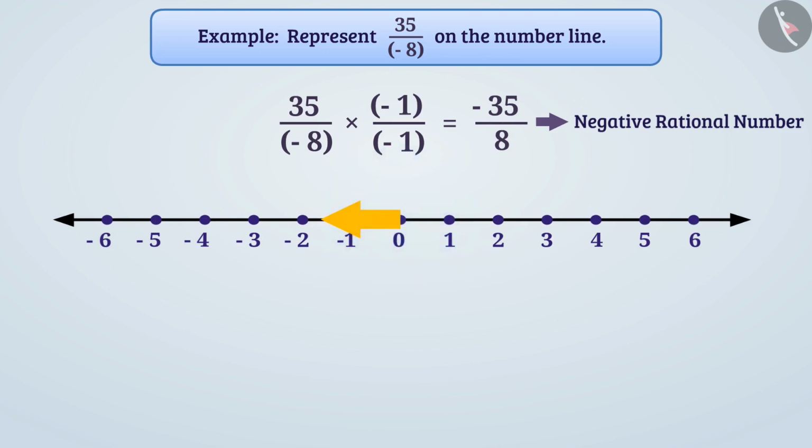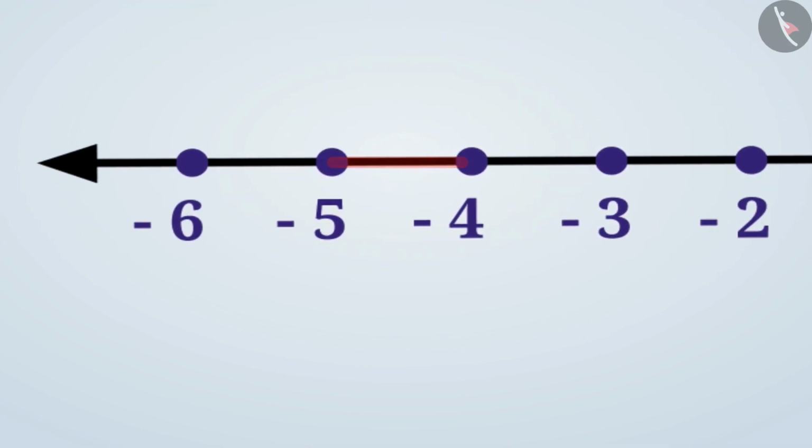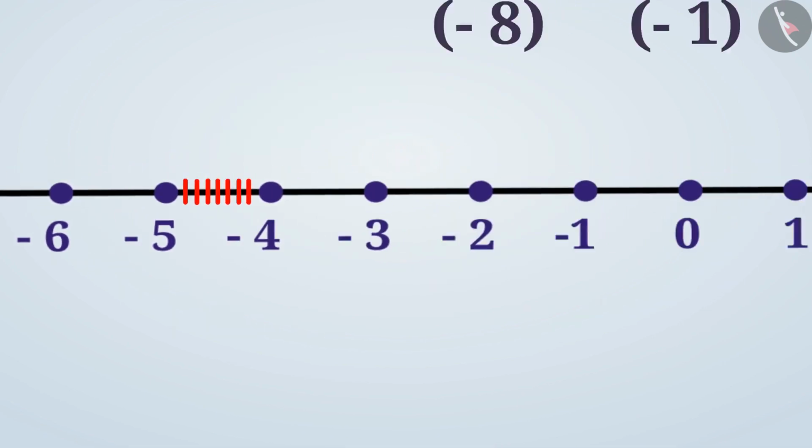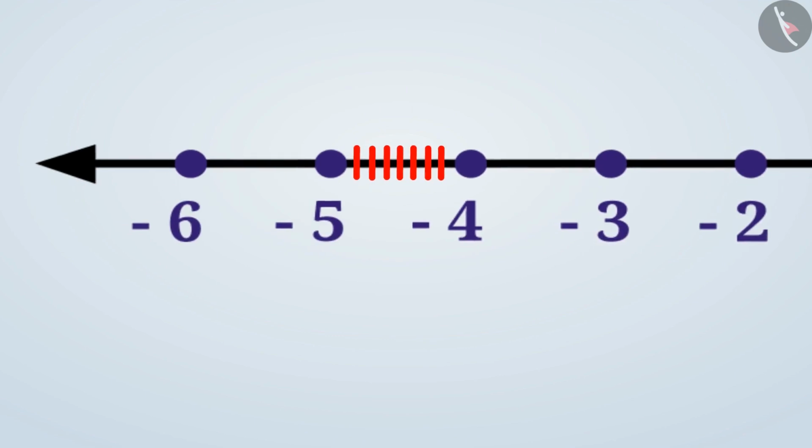We can write minus 35 by 8 as minus 4 and 3 by 8. This shows us that the position of the given rational number is between minus 4 and minus 5. To find the exact location, we divide the unit distance between minus 4 and minus 5 into 8 equal parts. We will denote minus 4 and 3 by 8, that means minus 35 by 8, by taking 3 parts out of these 8 parts.